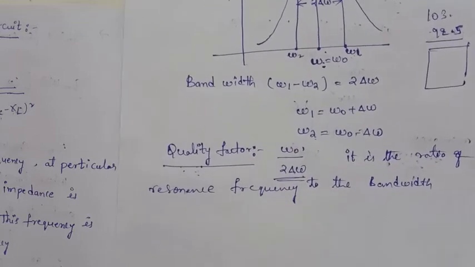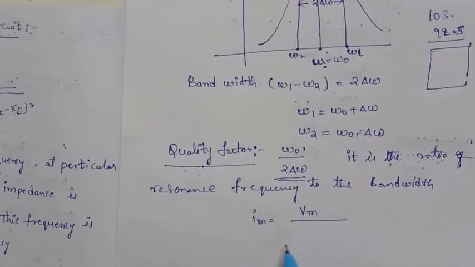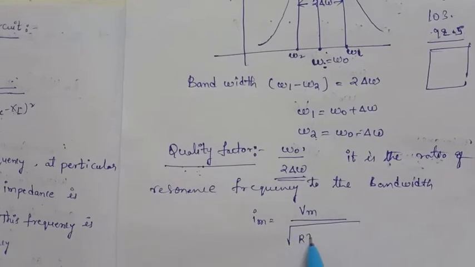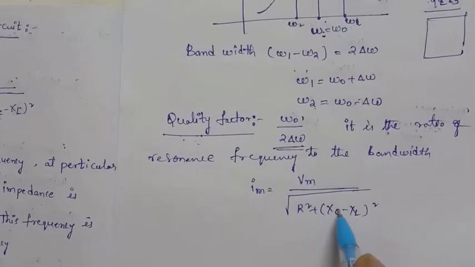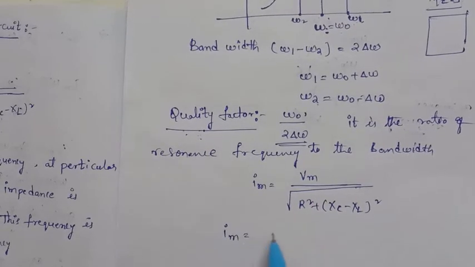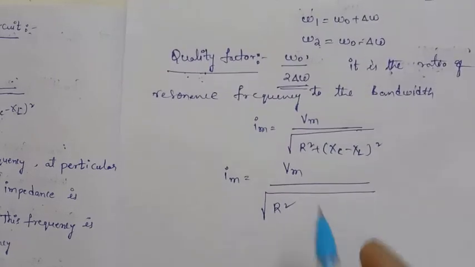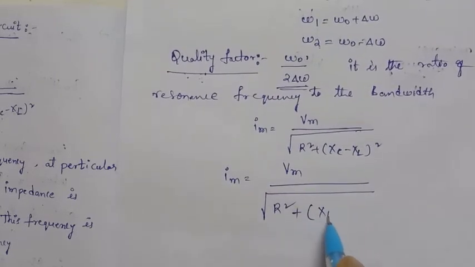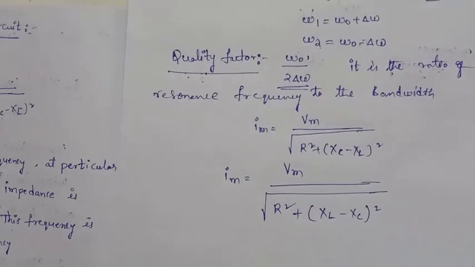What is the current expression we are getting? Im is equal to Vm upon the square root of R square plus (XC minus XL) whole square. In our NCERT textbook, the calculation is Vm upon the square root of R square plus (XL minus XC) whole square. So we are following the academic book.